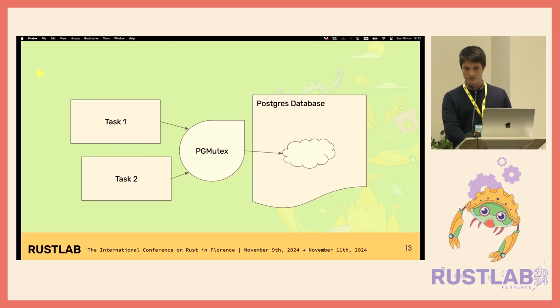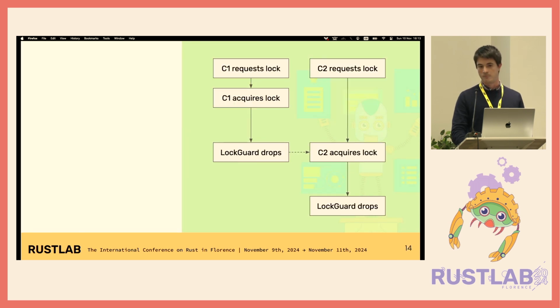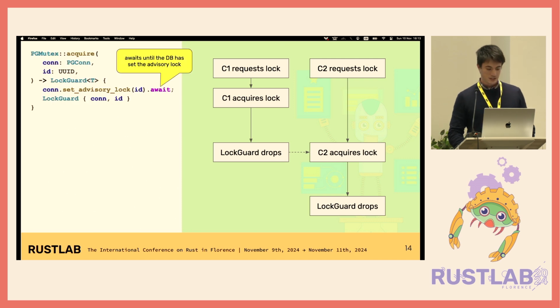So again, here you have generic tasks. I'm not going to say threads here, but you have tasks, and you use this PGMutex to access uniquely and mutably some resource on a Postgres database. The diagram is essentially the same because it's just going to do the same job, just in a different context. What we have is acquire, and here you see that we have a connection to the database, and we're going to set an advisory lock, and this is equivalent to the mutex spin locking, spin waiting.